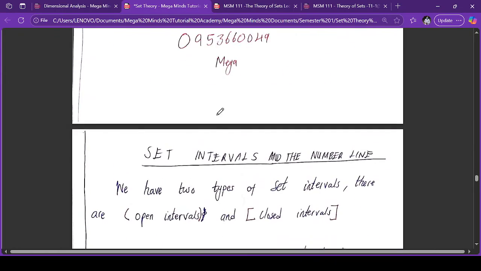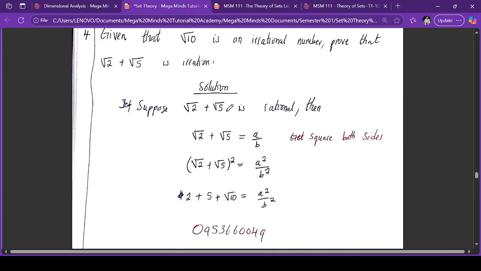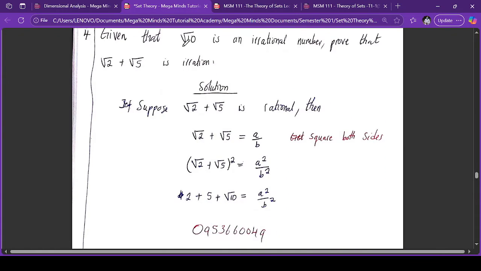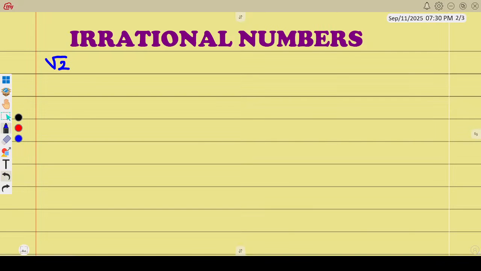Our next thing will be looking at set intervals and the number line. What if they give you that square root of 10 is an irrational number? They've given you a leakage that, okay, square root of 10 is irrational. Can you prove that when you add square root of 2 and square root of 5, you're also going to get an irrational? This would be like 3 marks. So let's quickly do this one and we stop.